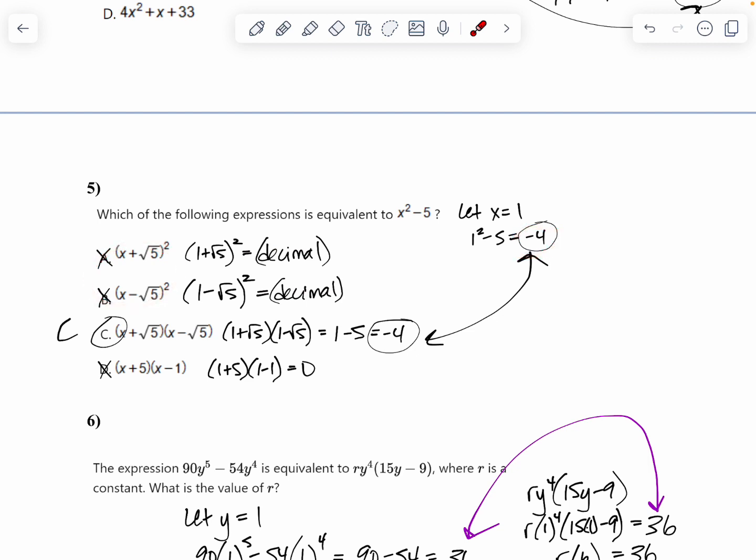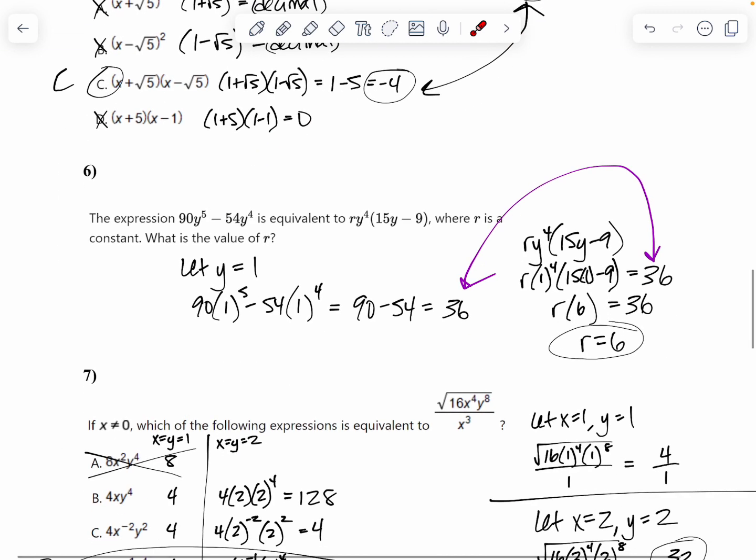I get a random decimal, so that's not the answer. When you plug in 1 right here, and when you plug in 1 right here, it looks like this, and you end up foiling it. And when you foil, because we have opposite signs here, the middle terms with the radicals cancel out, which is great. Or you can just type this in your calculator, and you get -4. There's our answer. And you get 0 here, which is not equal to -4, so D is not the right answer.